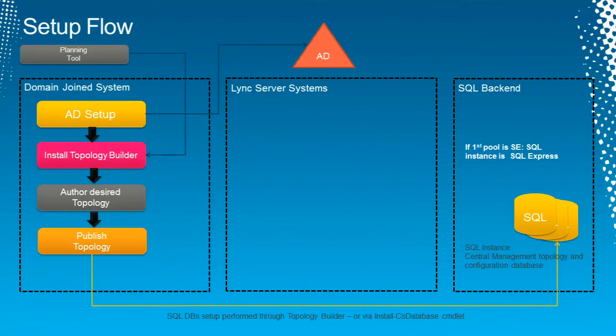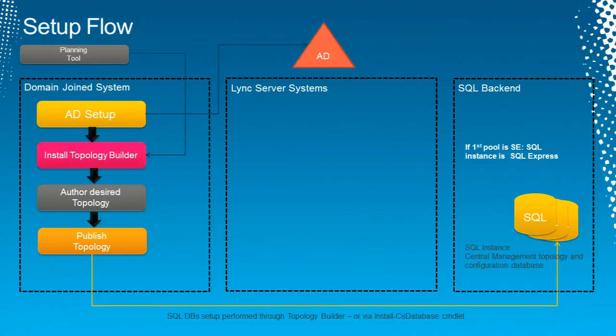Okay, once this is done, what happens at this point in time? We have published the topology document to the SQL database. We created a service connection point in Active Directory. Now what happens is we go to our first Lync server system, and here it should be the front end, one of the first front ends that you deploy.